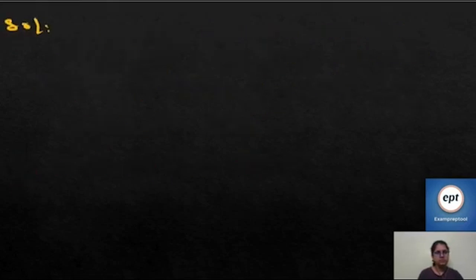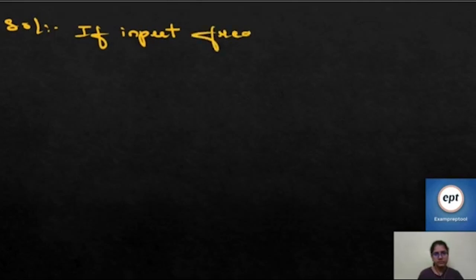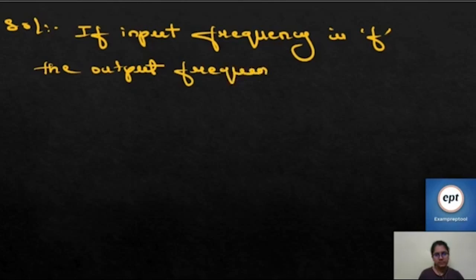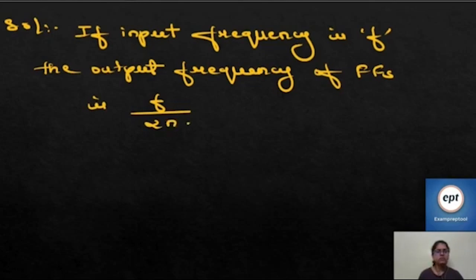So the solution for this is: if the input frequency is f, the output frequency of the flip-flop is f by 2^n. Okay, so you should remember this point. So this is the frequency.